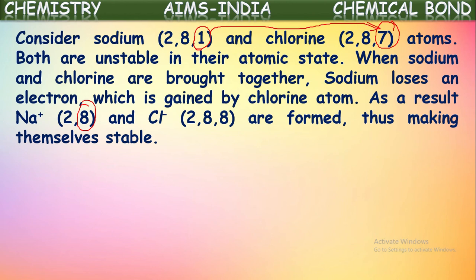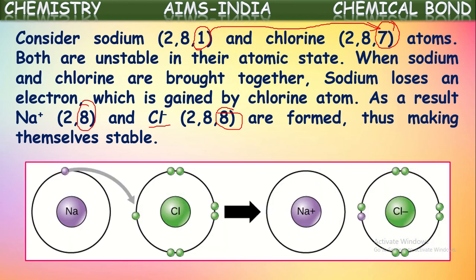becomes stable. At the same time, the electron lost by sodium is gained by chlorine and it becomes Cl minus ion, and thus it gets octet configuration. Okay, in that way, by losing and sharing of electrons, both of these atoms became stable. So it is happening here. Sodium losing one electron, chlorine gaining one electron, so that they became stable.